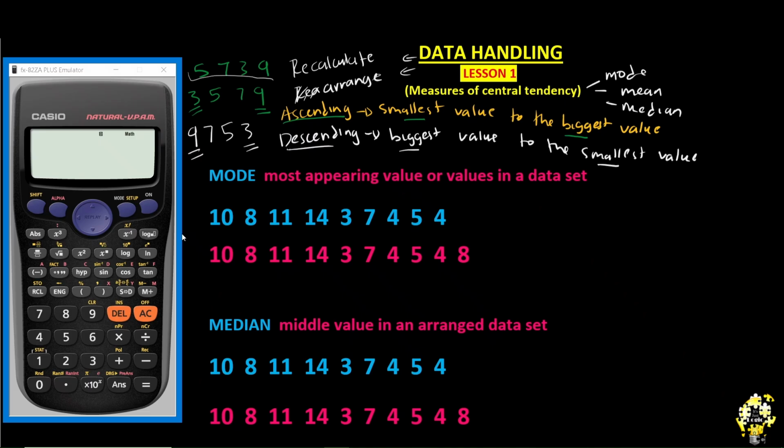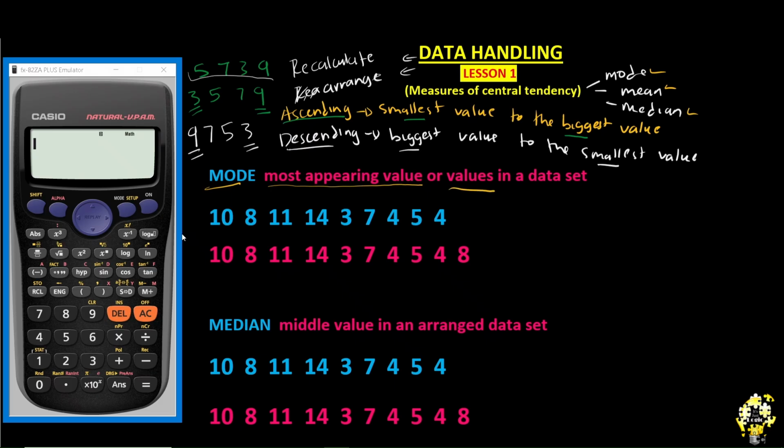You need to master arranging your data, and you will see some of the tricks I'm going to teach you as we continue, of how you can better arrange your data and be certain that you have accurately and correctly arranged it. Now, like I was saying, we have measures of central tendency, which are your mode, your mean, and also your median. Let's start with the mode. Essentially, the mode is the most appearing value or values.